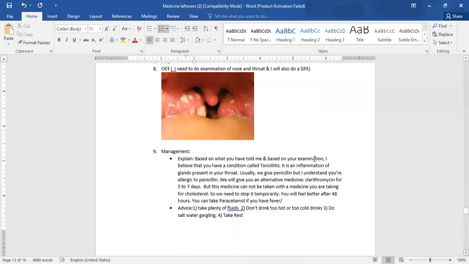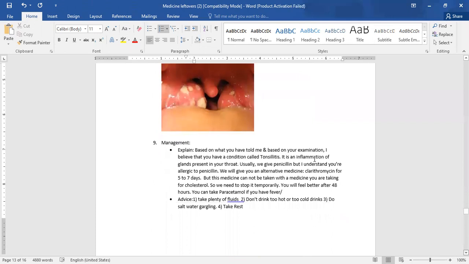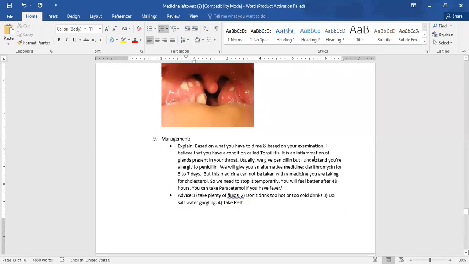So in the management, first of all, you need to explain to the patient that, based on what you have told me, I believe you have tonsillitis. It is basically inflammation of the glands present in your throat. Usually we give penicillin, but I understand that you are allergic to penicillin, so we need to give you an alternative medicine.